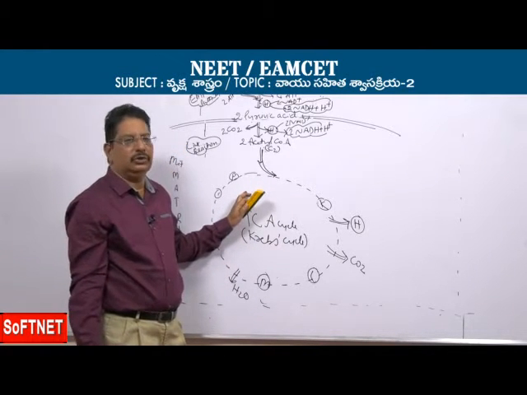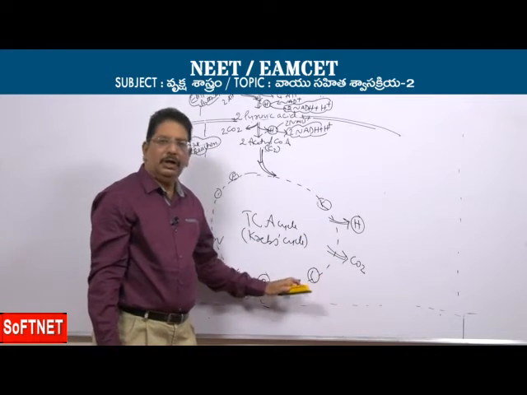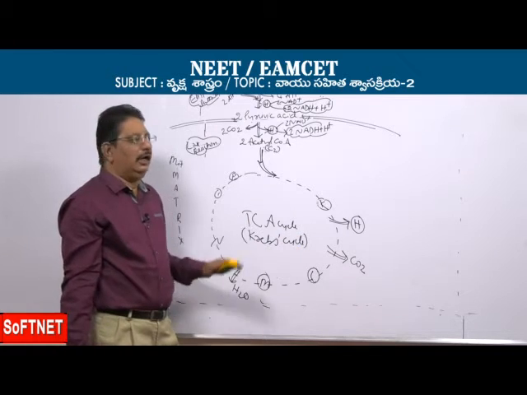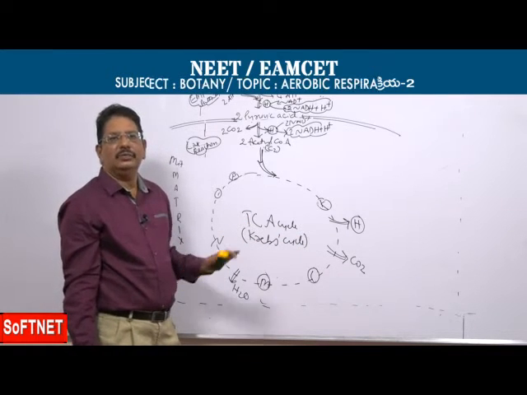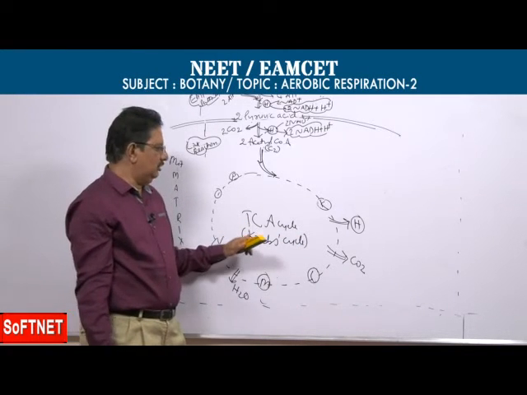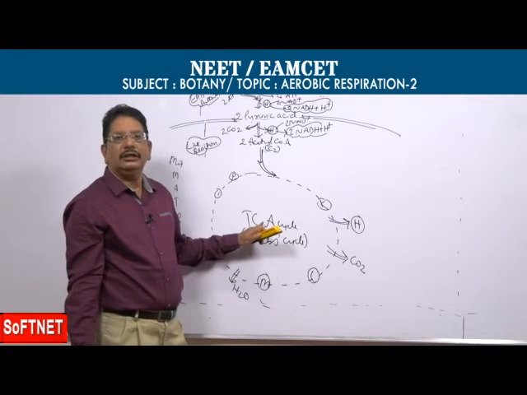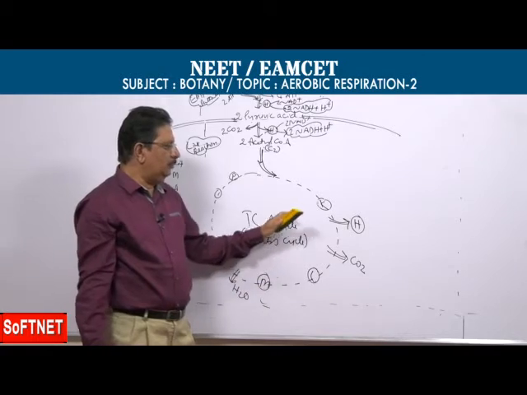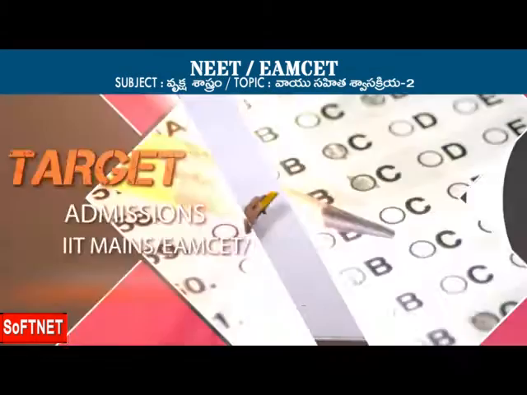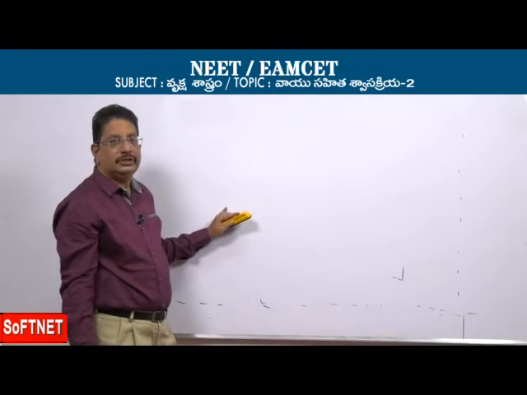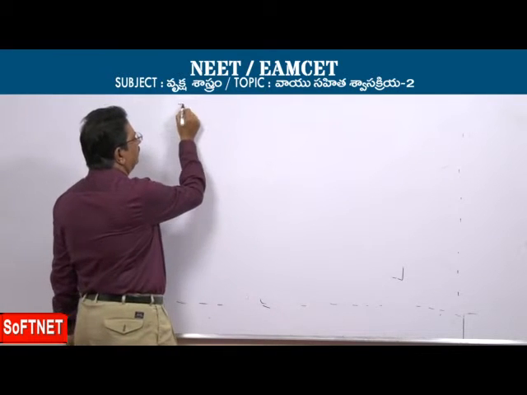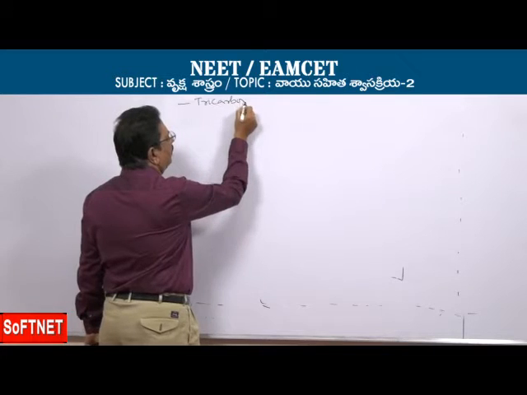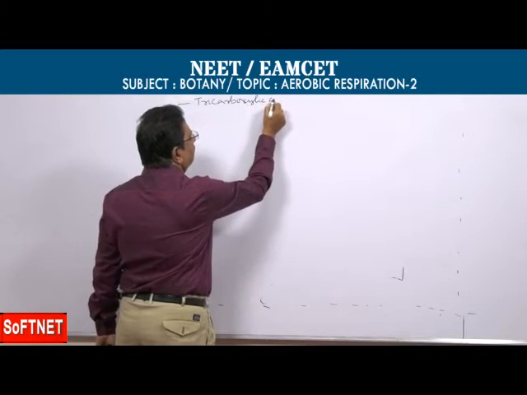oxaloacetic acid. So, this is a metabolic pathway which occurs in a cyclic manner and is conditioned by a set of reactions. So, it is called Krebs cycle or TCA cycle. So, we will discuss this entire pathway in detail. So, let us start the details of TCA cycle. So, TCA cycle is otherwise called tricarboxylic acid cycle.